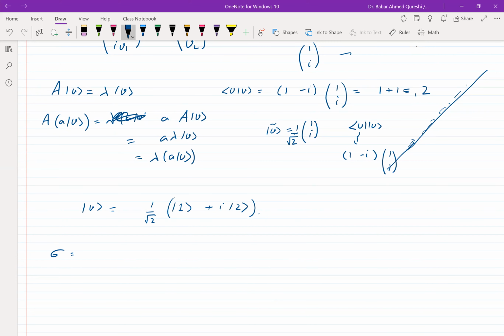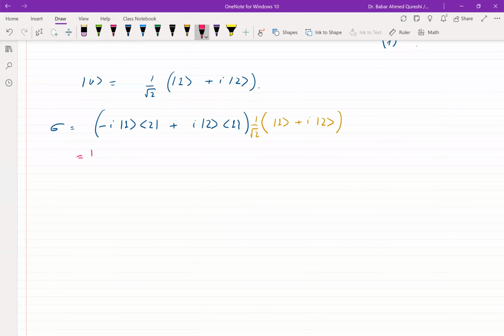Sigma was, I have written here, minus iota |1><2| plus iota |2><1|. And this is acting on this vector. So by linearity, this 1 over root 2 goes out. When this hits this, I get a 0. But when this hits this, I get an iota and iota, minus plus 1 and 2 and 2. They give me a 1.